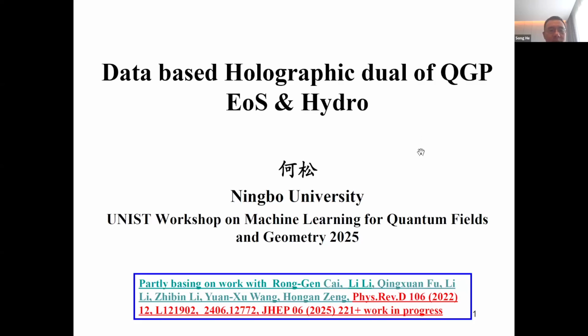So this talk is based on the holographic duality of the Quark-Gluon plasma, and basically we try to use AI, the application of deep learning and neural ODE.